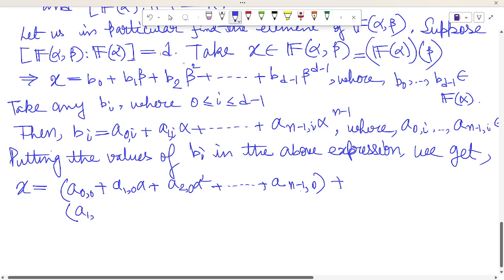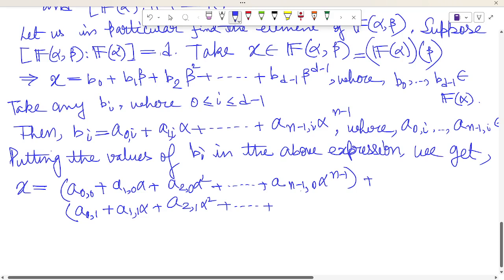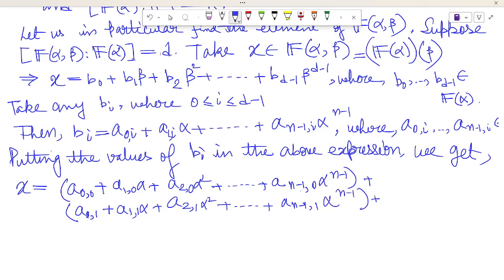In B1 it will be a 0 comma 1 plus a, sorry, what would be here? 0 is there, so it is 1 comma 1 alpha plus a 2 comma 1 alpha square plus, sorry, it will be alpha power n minus 1 plus a alpha n minus 1, alpha power n minus 2 into beta. So in this way we will write.